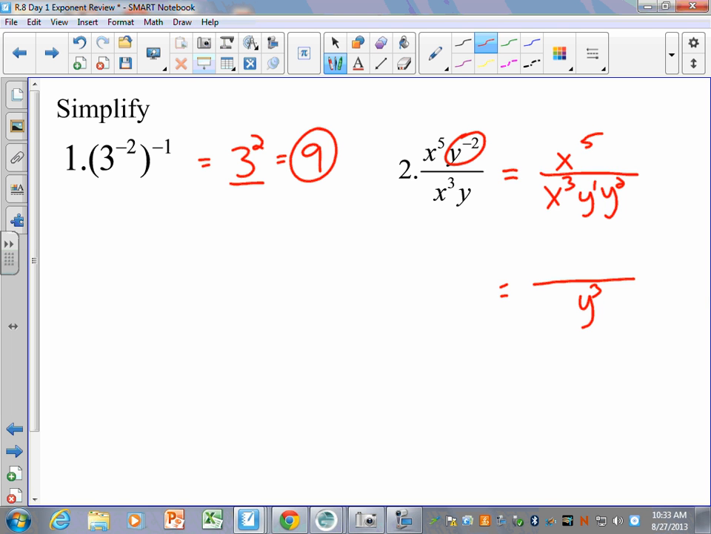Yeah, 5 minus 3 is 2, so that would be on the top, or if you want to think about it, you could cross out 3 of those x's, and you'd have x squared left up there, right? Like the whole canceling out. And that's your answer. Isn't that a little better than yesterday somewhere? We're working our way into this. Let's try another one.